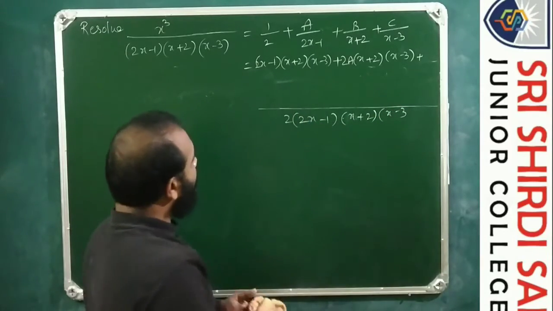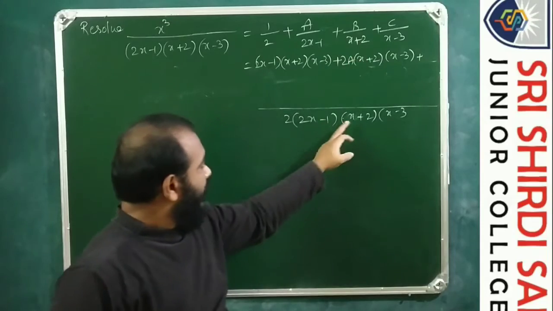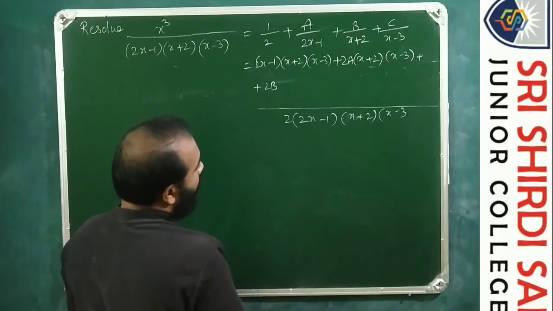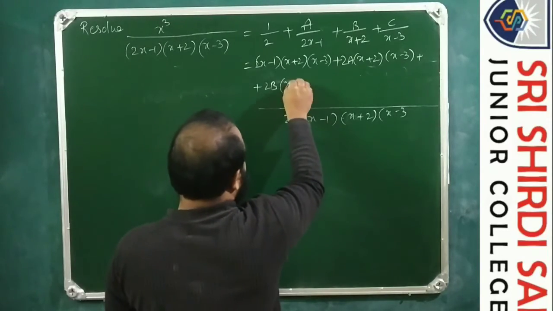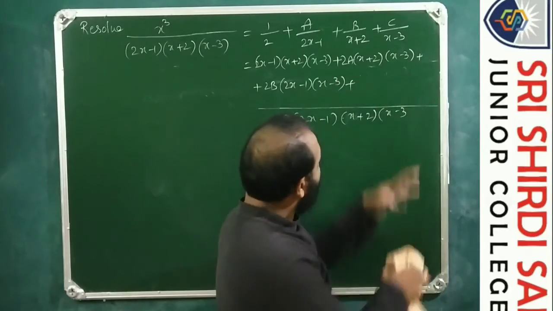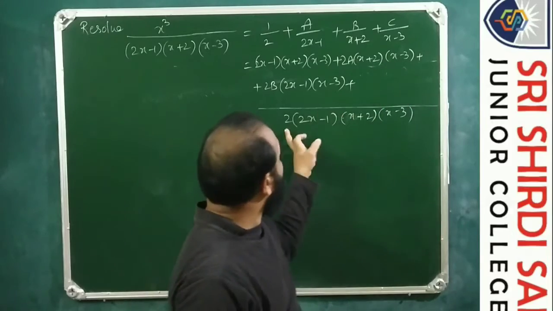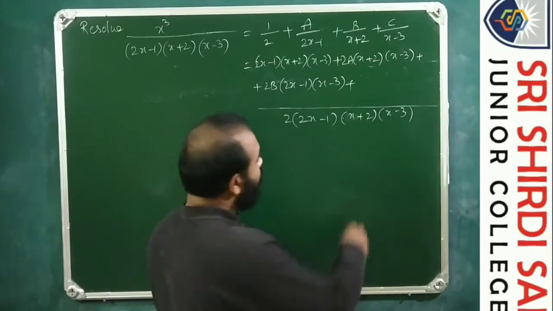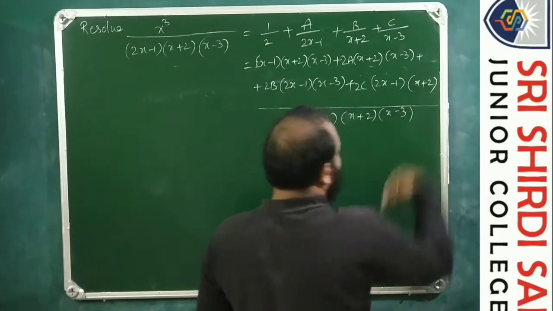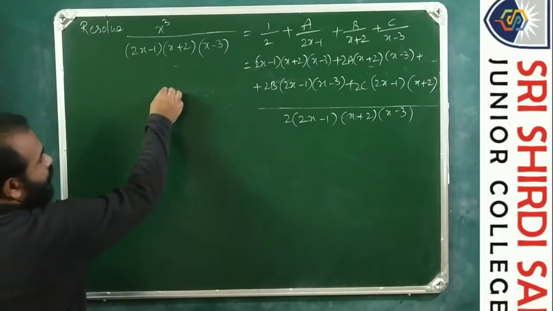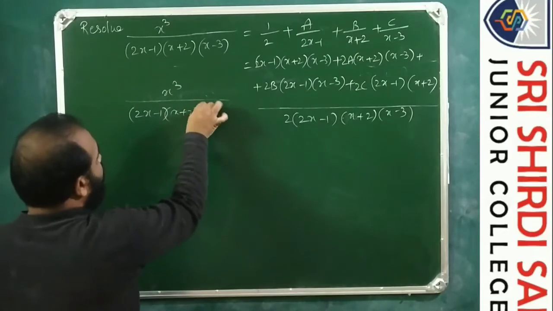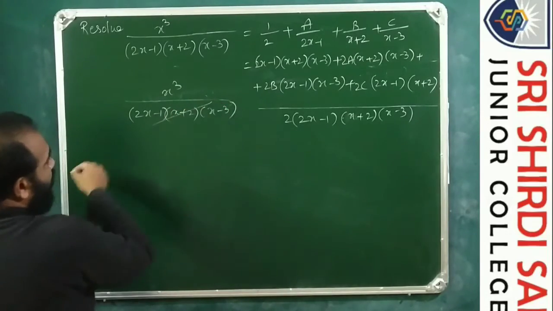Now plus, x plus 2 gets cancelled. So 2 into B, 2B into (2x minus 1)(x minus 3), plus x minus 3 gets cancelled. So 2 into C, 2C into (2x minus 1)(x plus 2). So this is equal to x cubed by (2x minus 1)(x plus 2)(x minus 3). So these two get cancelled.